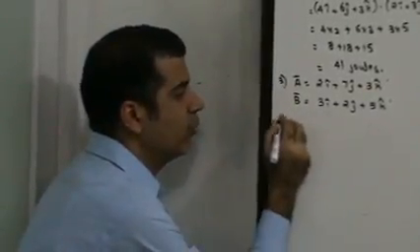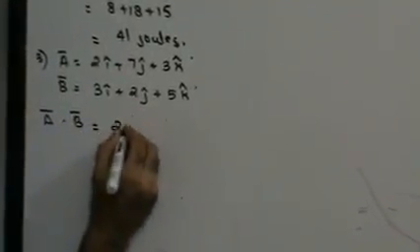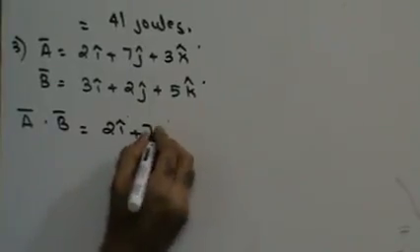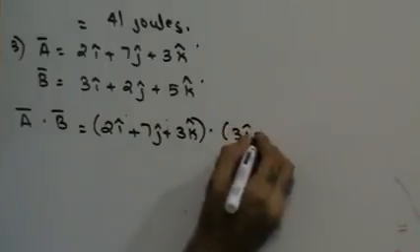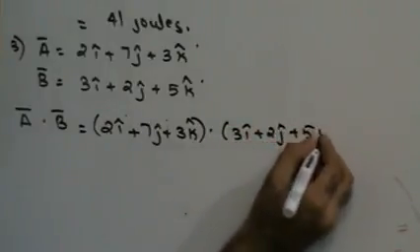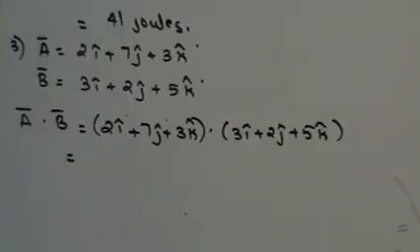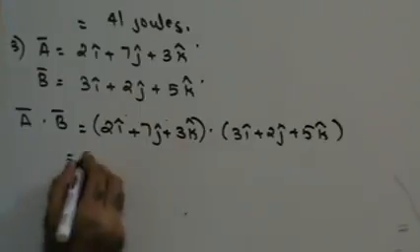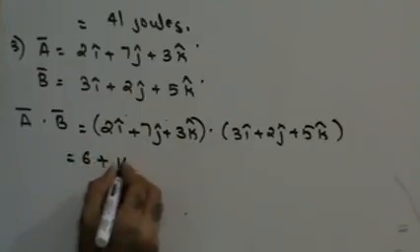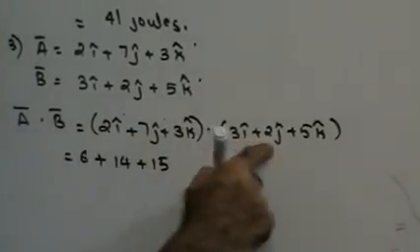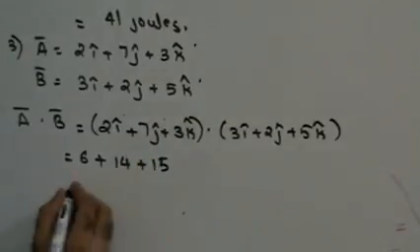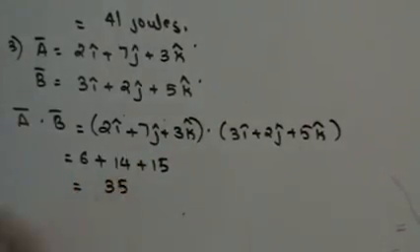Now the first thing that you have to do is find out A vector dot B vector. Why? I'll tell you a little later. Just see this first. A vector dot B vector will be 2i plus 7j plus 3k dot 3i plus 2j plus 5k. Right? Dot product. How do you do the dot product? You multiply only the magnitudes in the similar direction. So 3 2s are 6 plus 7 2s are 14 plus 5 3s are 15. 2 into 3 is 6, 7 into 2 is 14, 3 into 5 is 15. So this is going to be 35.